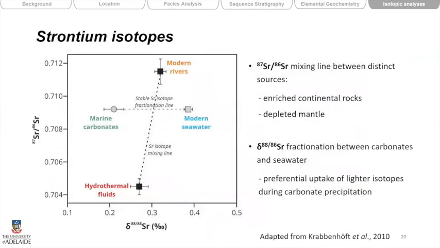Next, we can plot radiogenic and stable strontium. On the vertical axis, we have radiogenic strontium, which shows a mixing line between our sources. So we have material sourced from enriched crustal rocks compared to depleted mantle. And then on the horizontal axis, we have our stable strontium, which is a fractionation line between carbonates and seawater. As we know, carbonates will preferentially take up the lighter isotope. So they're plotting with a lighter stable strontium relative to the seawater that they are precipitating in.